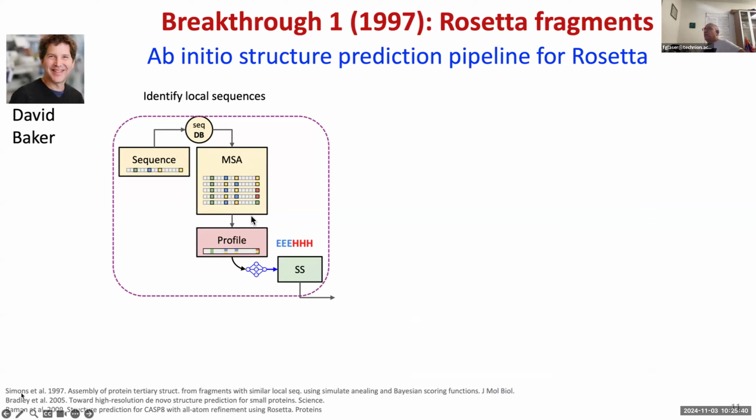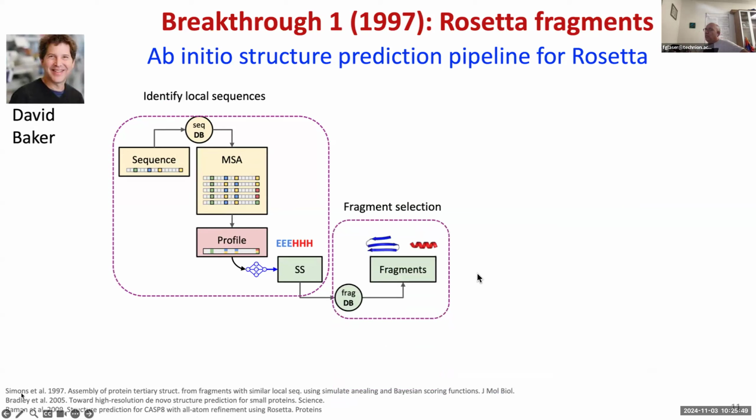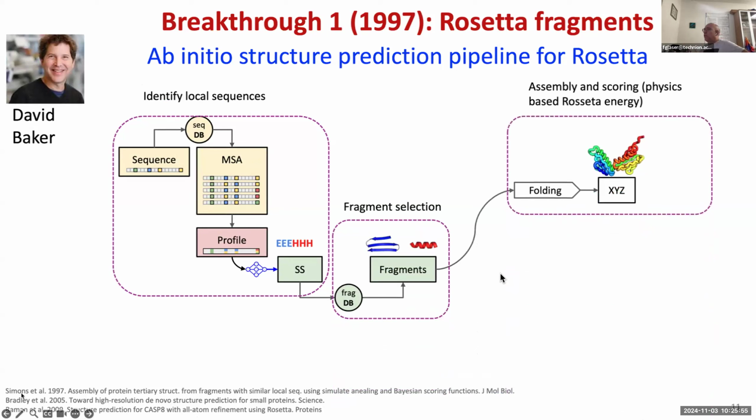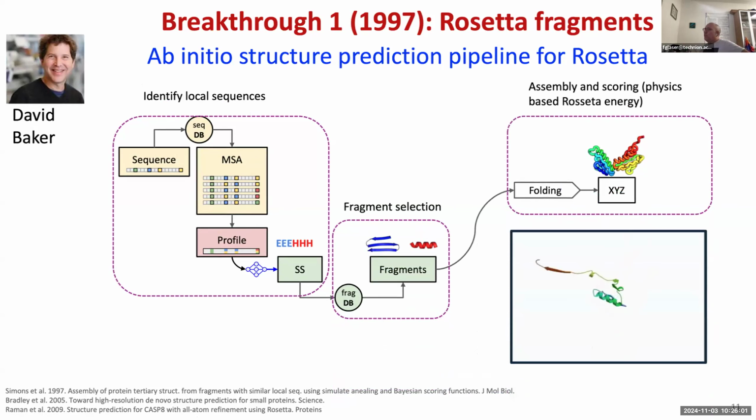The first part is to identify local sequences. This is done by making a multiple alignment and then building profiles. Then we need to search fragments using this multiple alignment locally, and then we need to assemble. This is exactly what is going on, and the assembly is done by physics and energetics. This is a movie showing how one protein is assembled using Rosetta fragments.